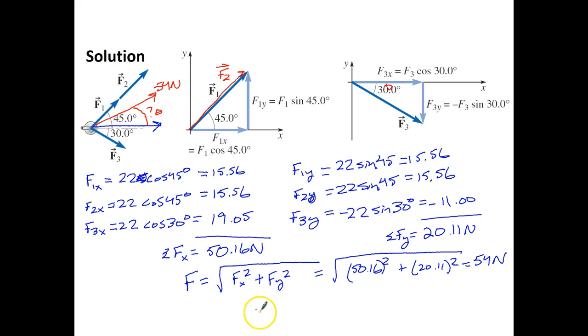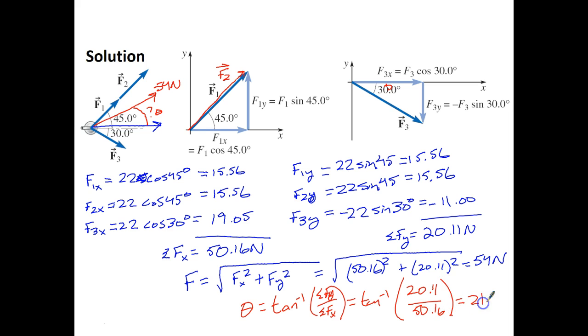So to find the angle, we're just going to use our inverse tangent function again. So we'll say this is equal to the inverse tangent of the sum of the forces in the y over the sum of the forces in the x. So this is the inverse tangent of the sum of the forces in the y, which we said was 20.11, and then the x was 50.16. So we end up with 21.8 degrees. So our angle here is now 21.8 degrees.